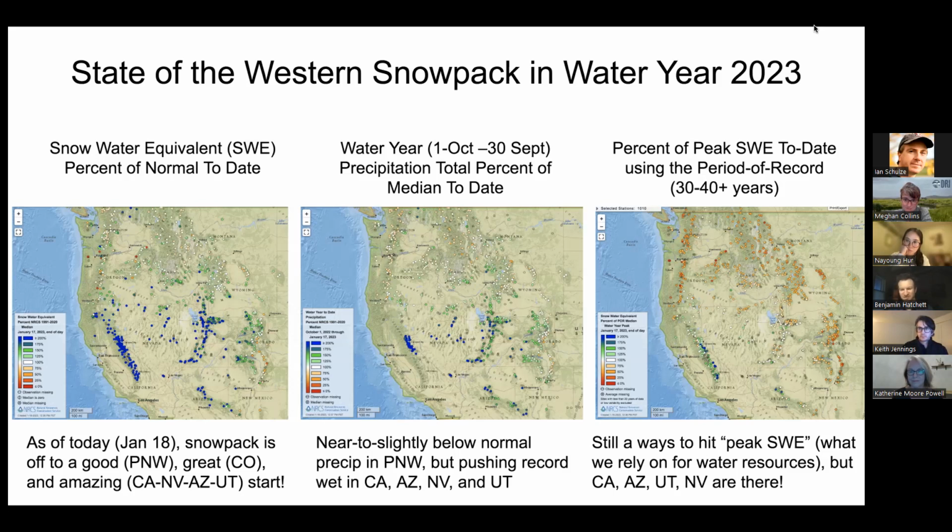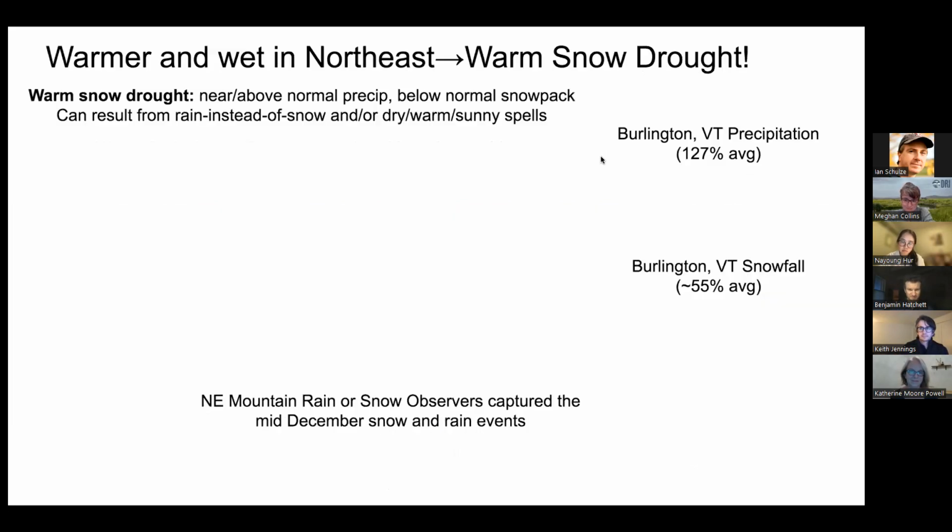But you can see all those orange and red dots mean we still have a ways to go to hit that peak snowpack. So we really are hoping for continued wet conditions throughout much of the parts of the US that have not accumulated as much snow so far.